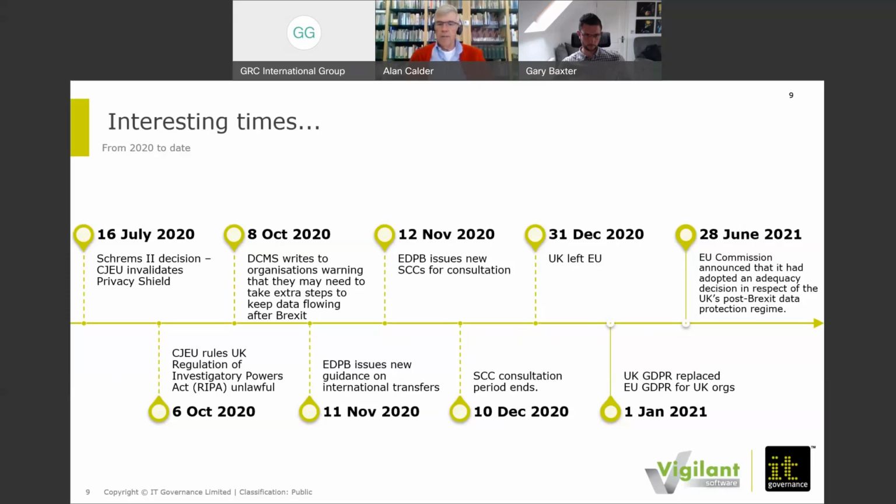The UK left the EU on the 31st of December, and from the 1st of January, UK GDPR replaced EU GDPR for UK organizations. And UK GDPR is essentially EU GDPR with a couple of minor changes, for instance, saying that the scope of the Act is UK organizations, not EU organizations, saying that the DCMS is the entity that makes decisions about how the Act should evolve, not the European Commission, but essentially it was the same law just applied in the UK. So UK GDPR is the ruling system in the UK with effect from January 2021.